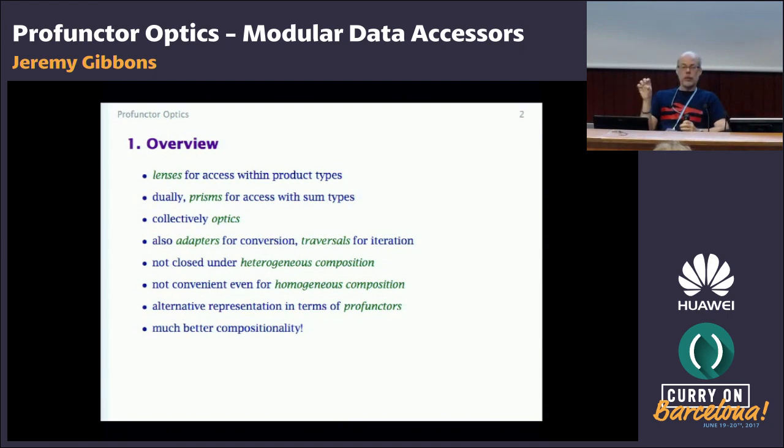So I'm going to fix both of those problems by showing you a different representation. This representation is in terms of these things called profunctors, which are rather cool. It's a very slick presentation, and it will allow us to compose lenses easily with other lenses, and more importantly, to compose lenses with prisms and lenses with traversals and adapters with prisms and so on. So you'll get much better compositionality of these data access mechanisms. So I call this modular data access mechanisms.